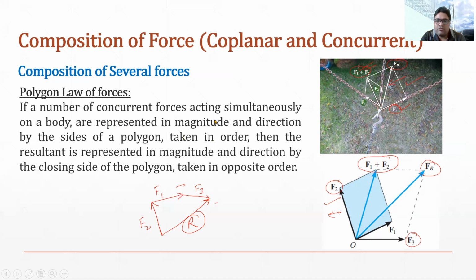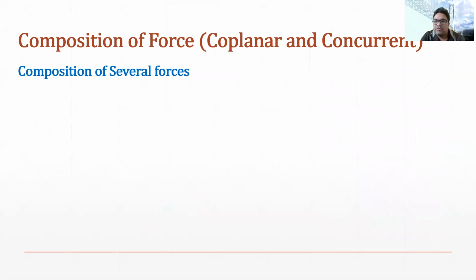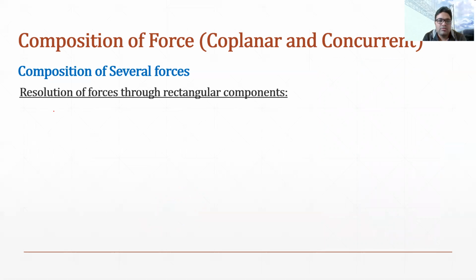Now to find out the resultant of several forces, we actually use the method of rectangular components. So now to find out the resultant of several forces, we will use the method of resolution of force through the rectangular components. Now what are rectangular components? Basically, if there are inclined forces, we can convert these inclined forces into their horizontal and vertical components. Like this force is inclined, so this force will be distributed into two components. One is the horizontal component and the second one is the vertical component. So these components are known as rectangular components. I will show you that in more detail.